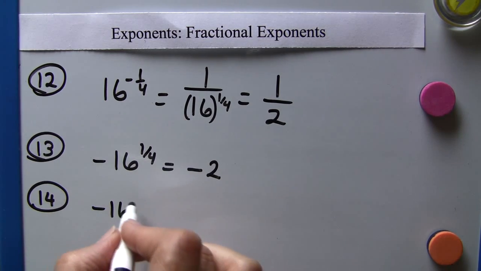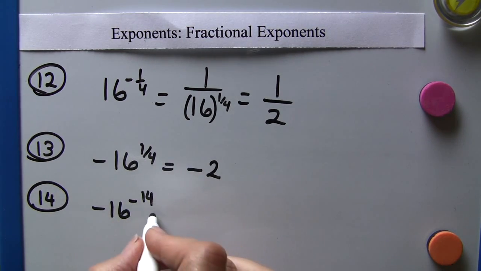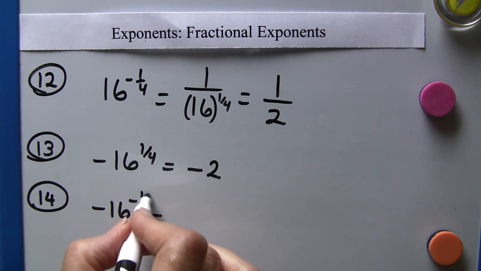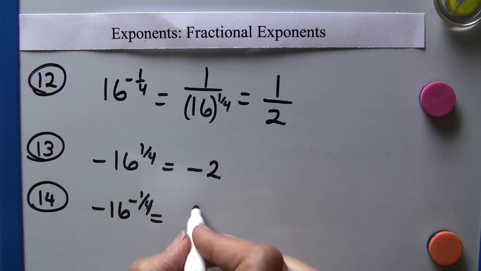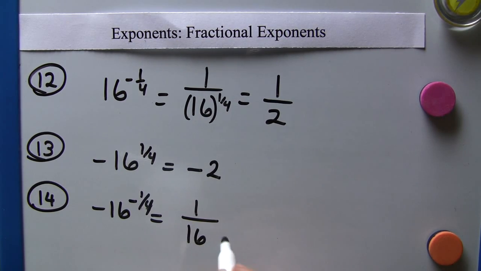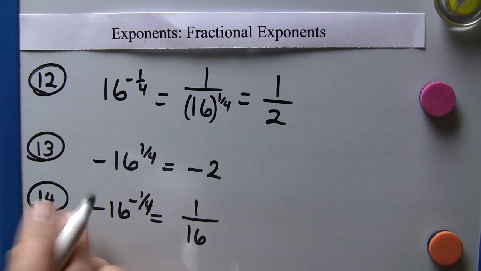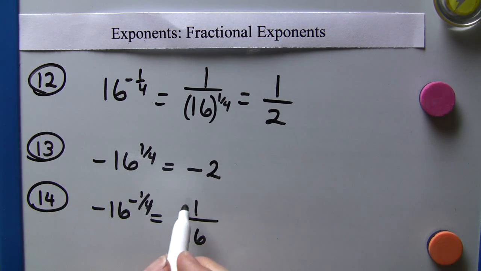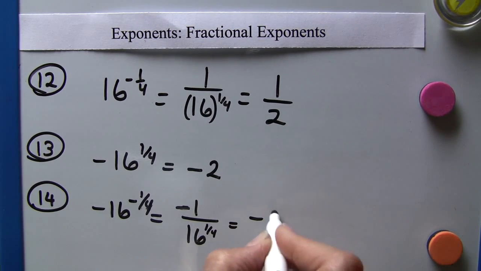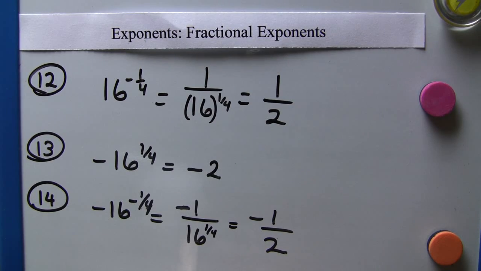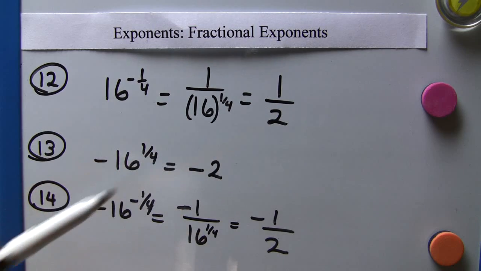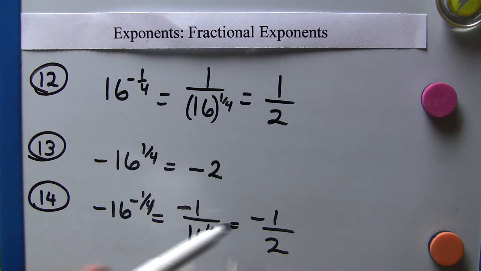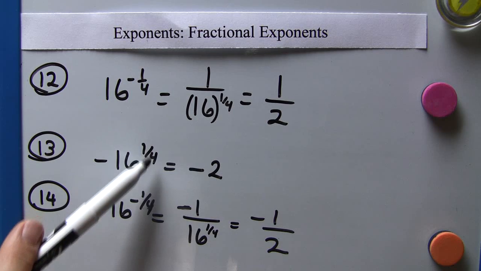Negative 16 to the negative 1/4. Well, it looks like 14, 1 over 4. Well, that equals 1 over 16, and that takes care of everything but the opposite sign. We'll put the opposite sign in the numerator to the 1/4. Well, that's opposite 1 over 2. So if you look at the difference here, 16 to the negative 1/4 is 1/2. But opposite 16 to the negative 1/4 is negative 1/2. Negative 16 to the 1/4 is negative 2.